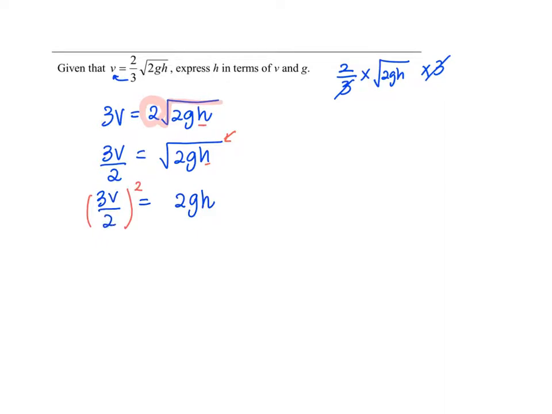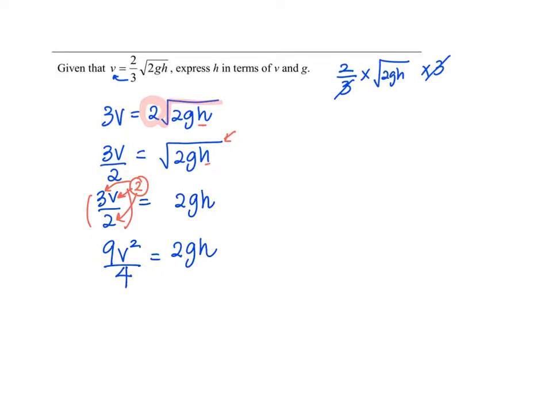When we square this, the square must apply to the number, the letter, and the denominator. So 3 squared becomes the number 9. v squared. 2 squared is 4. So now this is 2gh. Okay, what are we going to do now? We're going to try to get h. We're going to divide away 2g.